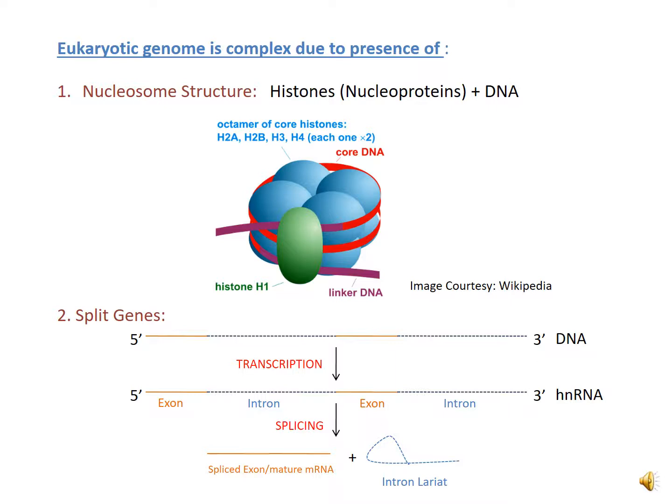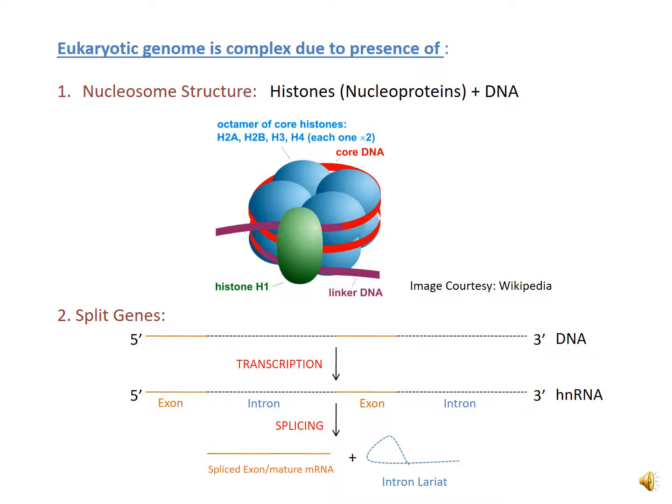Another point of complexity in the eukaryotic genome is the presence of split genes. In eukaryotic DNA, the genes are not continuously coded as in prokaryotes. Rather, it has coding exons which are separated by relatively longer stretches of intervening sequences, which are non-coding introns.